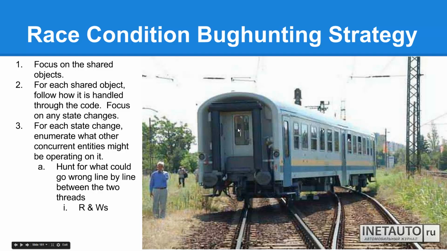Here are some general strategies for bug hunting race conditions. Focus on the shared objects. Race conditions are going to happen there. That's the choke point in the topology of the code. Now, for each shared object, follow through the code for each fork, process, or thread that may be operating on it. Keep in mind that the operating system may context switch out any thread at any time for another thread to operate.